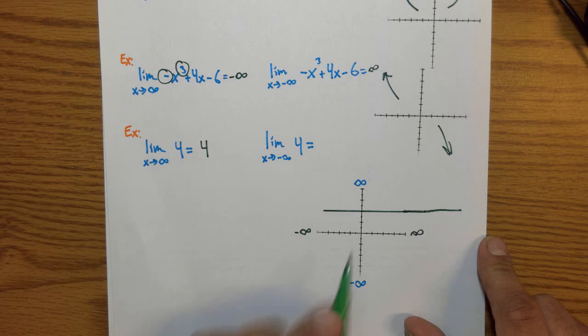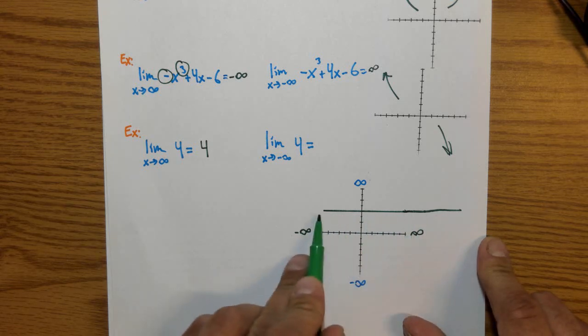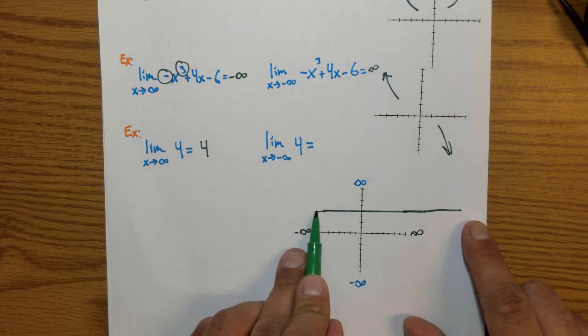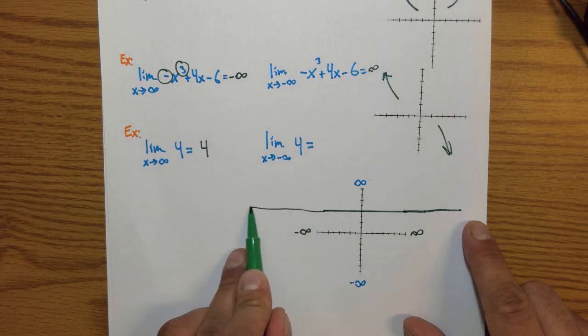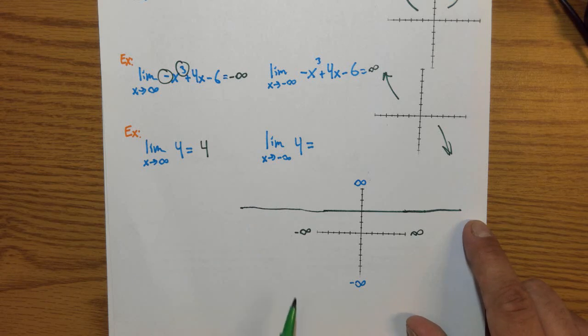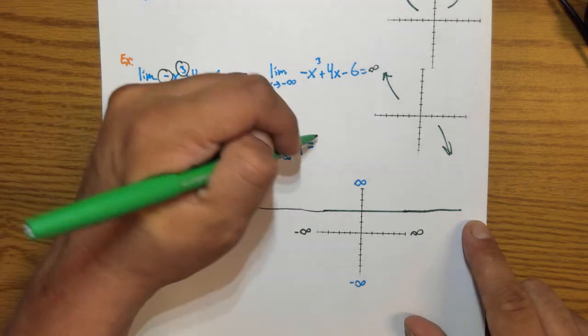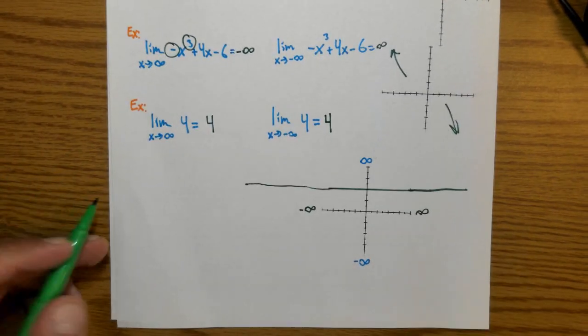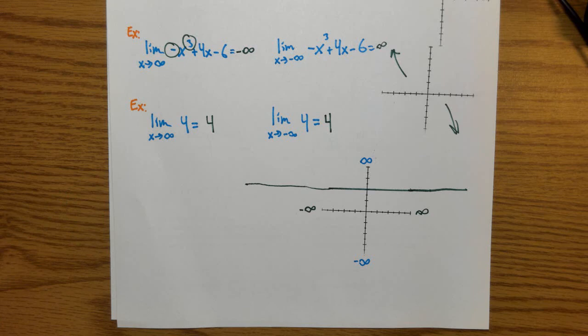Right? It's never changing, this value. It's just always 4. Now, as x approaches negative infinity, as we go further and further and further to the left forever, what is the limit there? What value is it? Well, no matter where we are, it's still going to be 4. So, the limits of constants are just themselves. Okay? Just as they were when we were finding limits of specific values.